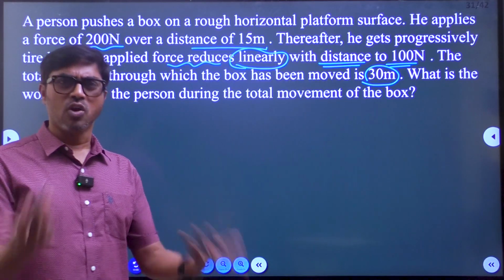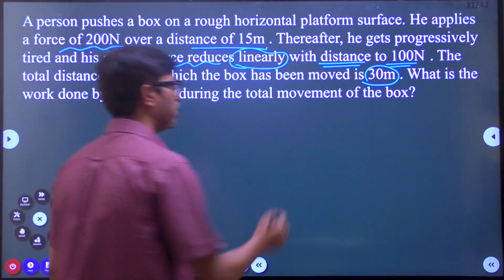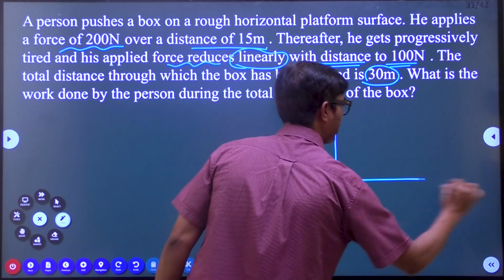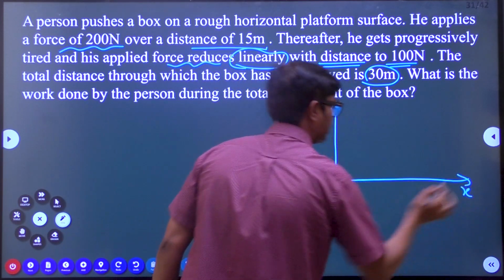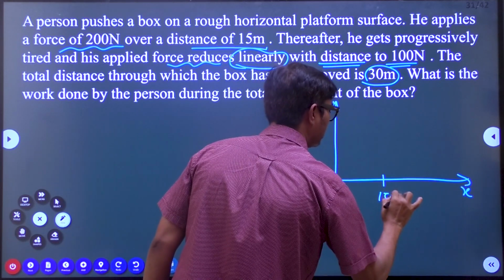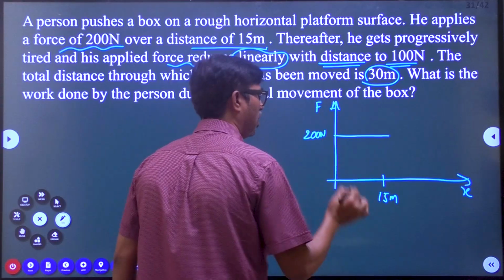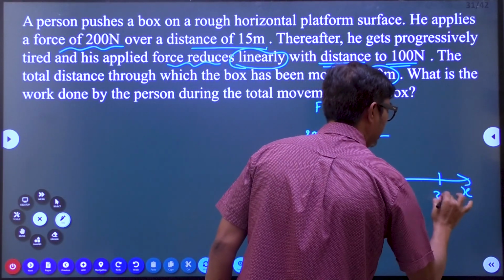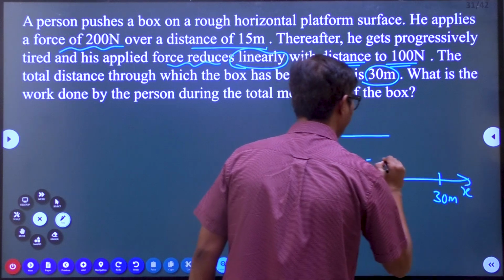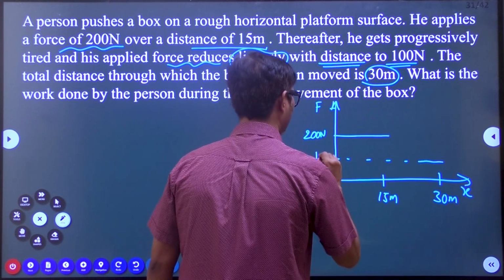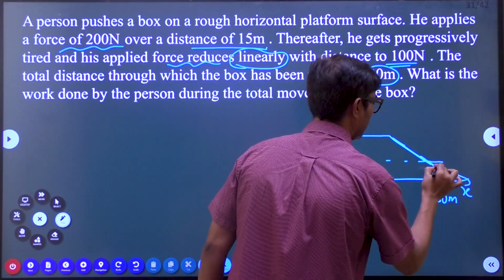So basically, you need to draw the graph. In the earlier question they gave the graph, and here we are supposed to plot the graph. The idea is the same: area under the graph, we need to calculate F towards the X. Up to 15 meters, it is a constant force, 200 Newton. After that, up to 30 meters from the beginning, the force is reducing linearly to 100 Newton. So that's what you have here.